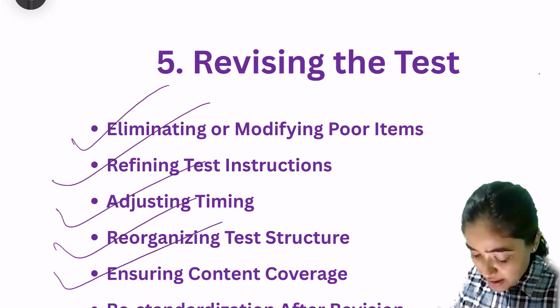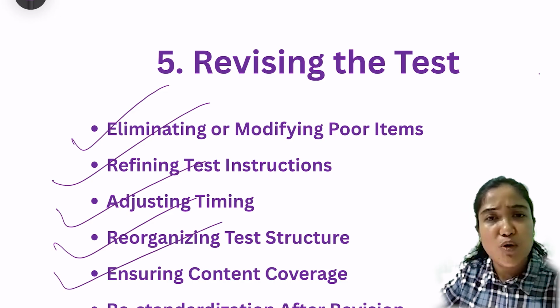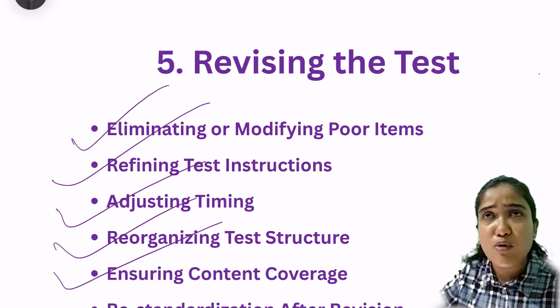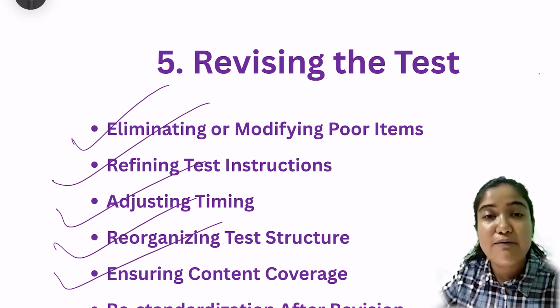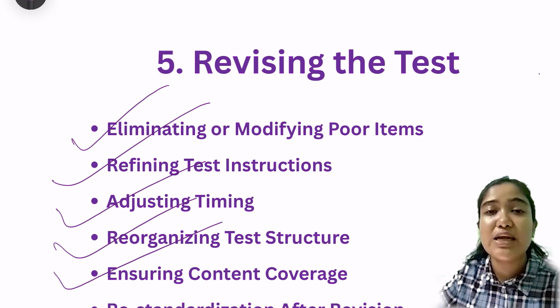Next is ensuring content coverage. Even if some items are poor statistically when it comes to item analysis, where the difficulty level is too low or too high and they are doing poorly statistically, they may be retained for content validity. The emphasis is given not just to the psychometric quality alone, but also to the entire construct. So revision balances statistical analysis with theoretical and content relevance.